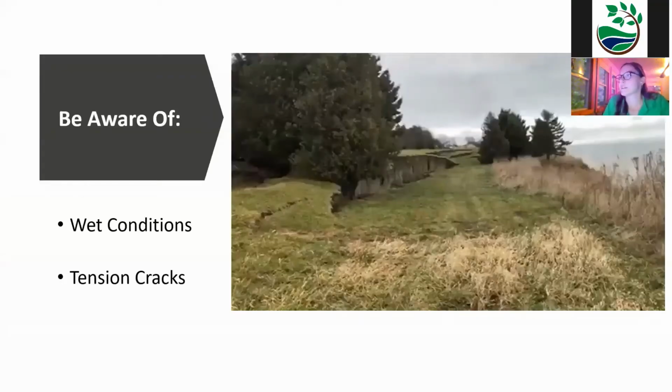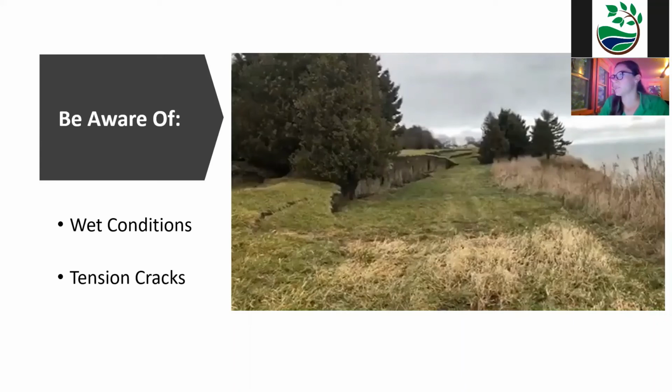And so, things to be aware of. So again, wet conditions. If you have really, really strong rain events for a long period of time, or if you have rain on snow events in the winter, or a really, really wet spring, and when the spring melt happens, there tends to be a lot of saturation in the bluff. So just thinking about that when you go to the cottage.